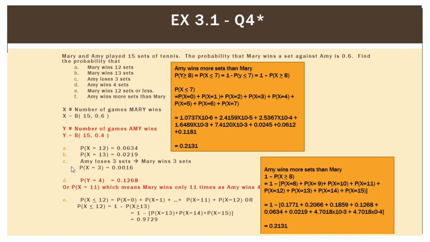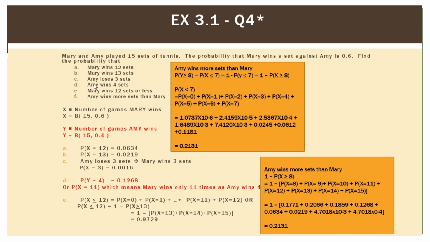Okay, and then what do you see next? Probability of X equals to 3 using Mary win. All right, so I don't think that should be a problem. You just put into the formula. Okay, part D, Amy wins 4 sets. So now you use Amy because Amy wins 4 sets, so you can use the N and P for Amy. N is the same, and the P for Amy is 0.4. So you can get it easily. You just find the answer here.